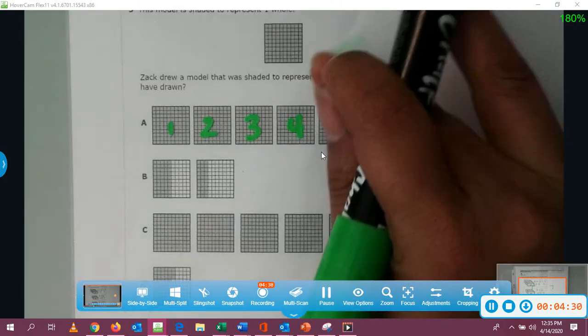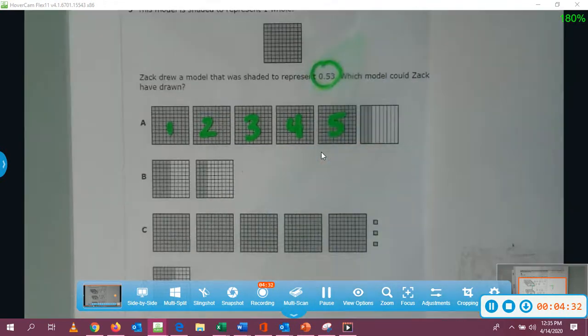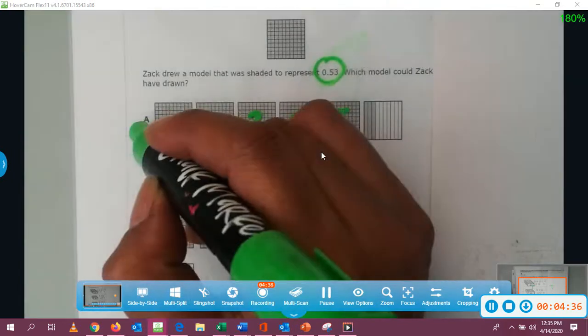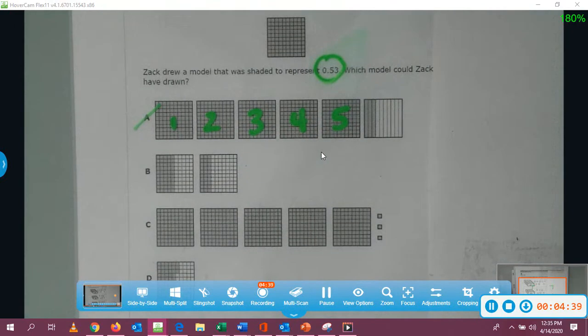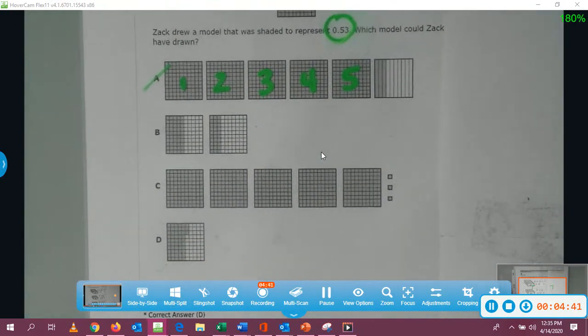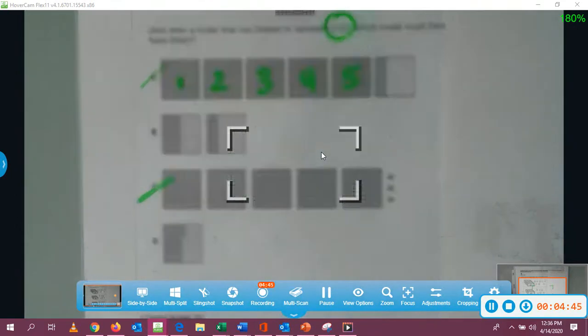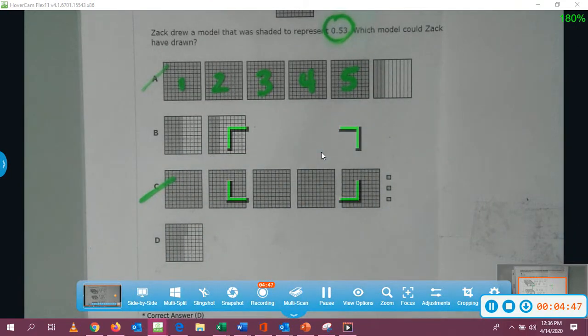I'm sorry. So anything that has over 1 is not the correct answer. So that is not going to be your answer. What's another one we could just look at and eliminate? When you said C, you're absolutely correct. Now, let's see which one of these has 53 shaded.